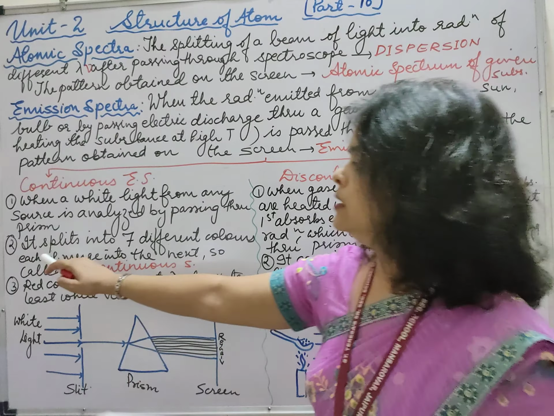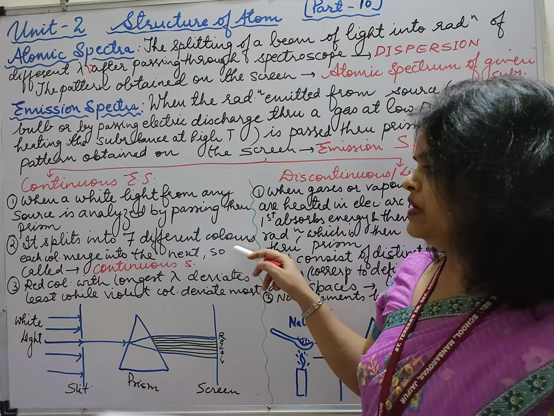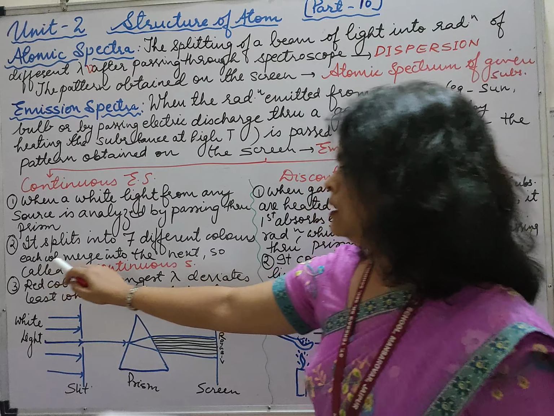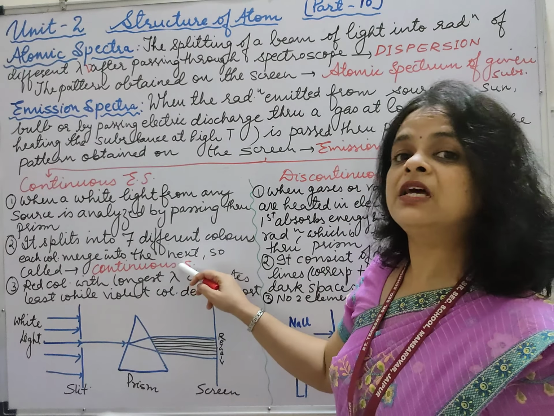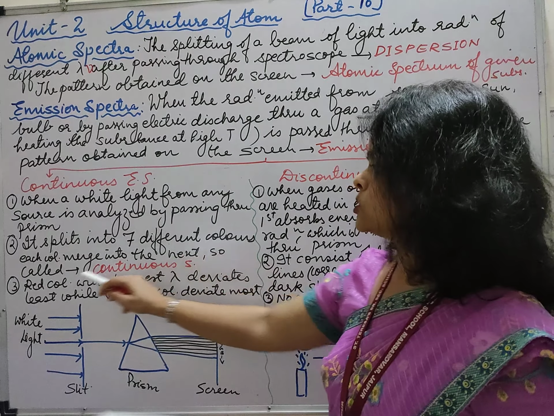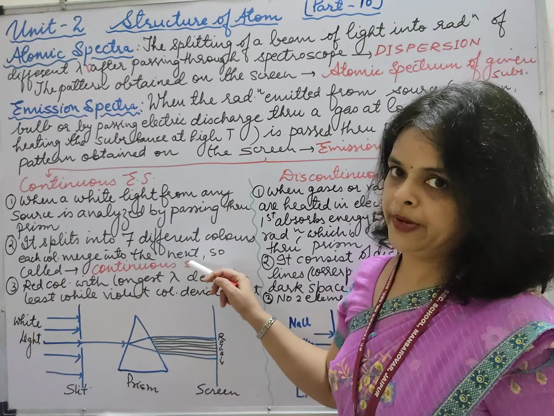So what is the second point? It splits into 7 different colors. Each color merges into the next. It gives a continuous pattern, so it is called a continuous spectrum.